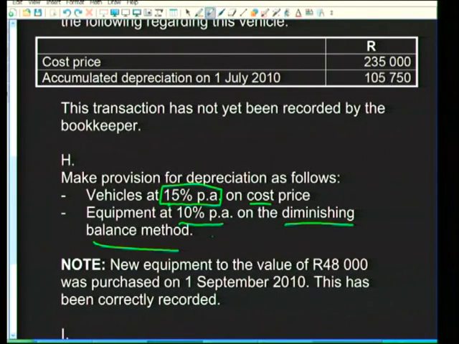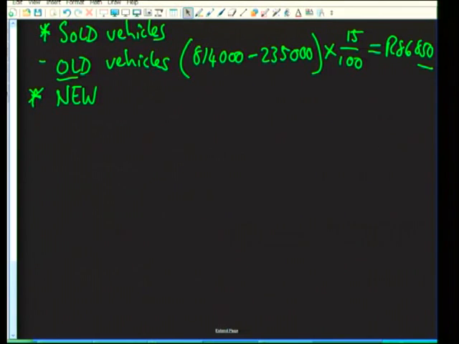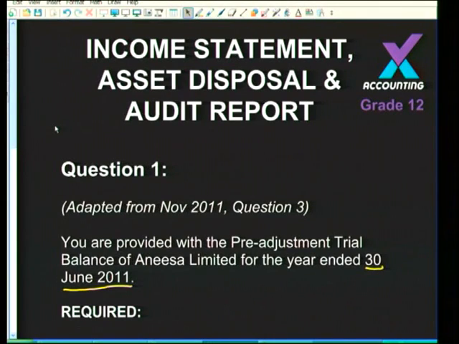So remember, you now need to take your cost price and you need to subtract your accumulated depreciation in order to work out what the diminishing balance is. Furthermore, it tells us that there was new equipment to the value of 48,000, which was purchased on the 1st of September, and this has been correctly recorded. This new equipment must be calculated separately. What we need to do is split the calculation for equipment up into old and sold and new.